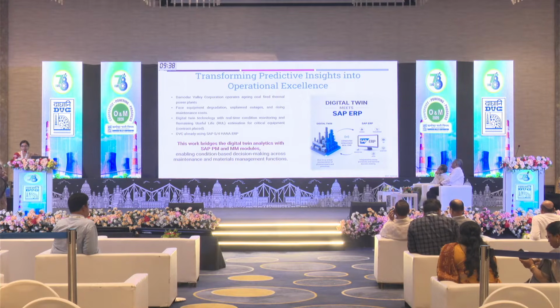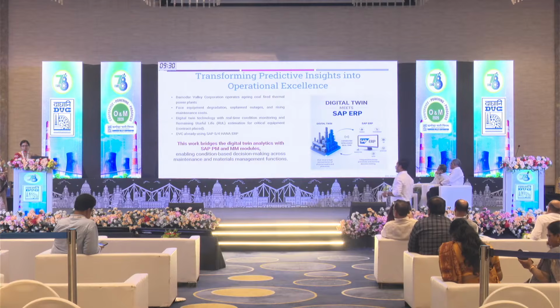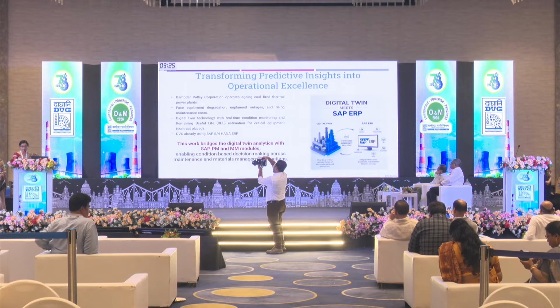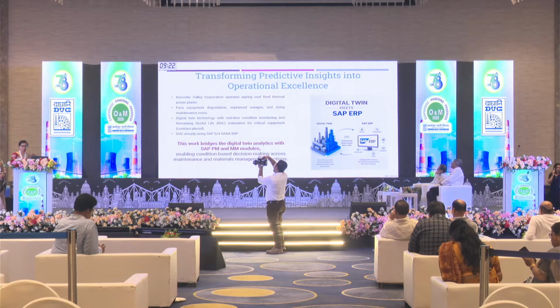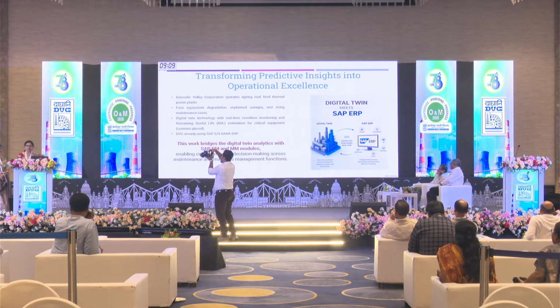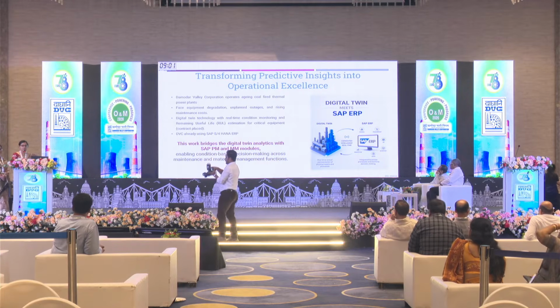We all know that India has several aging coal-fired thermal power plants, among which many belong to Damodar Valley Corporation also. In these aging power plants, there are several issues due to equipment degradation, rising maintenance cost, and unplanned outages. To overcome these issues, DVC has already initiated the deployment of digital twin technology for real-time condition monitoring and remaining useful life estimation for critical equipment.